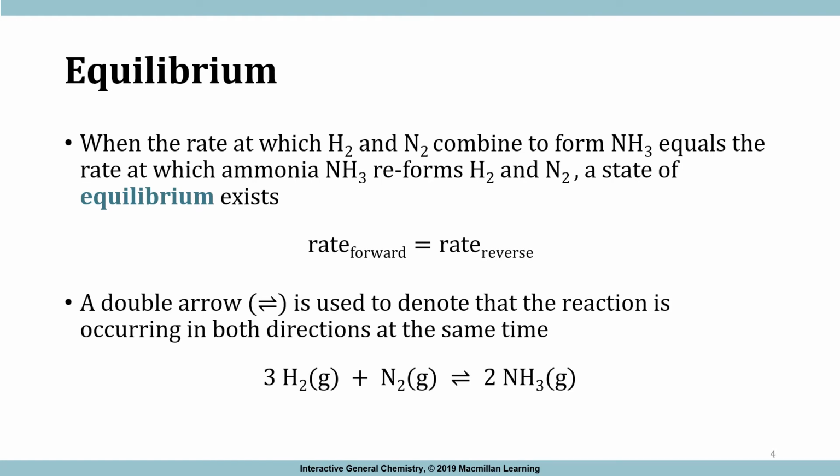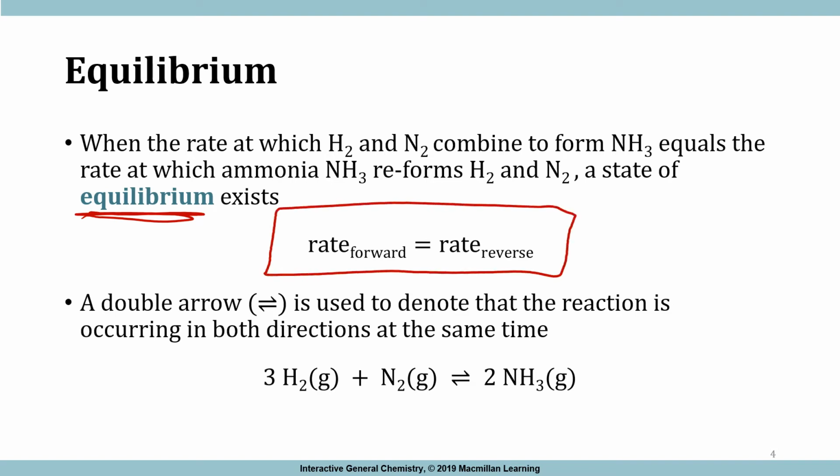When the rate at which the H2 and N2 combine to form the ammonia equals the rate at which ammonia reforms to make H2 and N2 is when it's in a state of equilibrium. So in summary, if the rate of the forward reaction equals the rate of the reverse reaction, it is in equilibrium. And we will use a double arrow, or it'll look like that, to denote that the reaction is occurring in both directions at the same time.